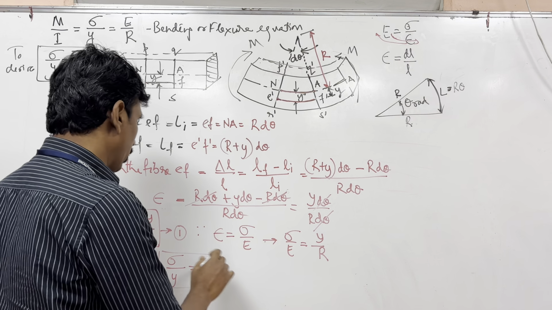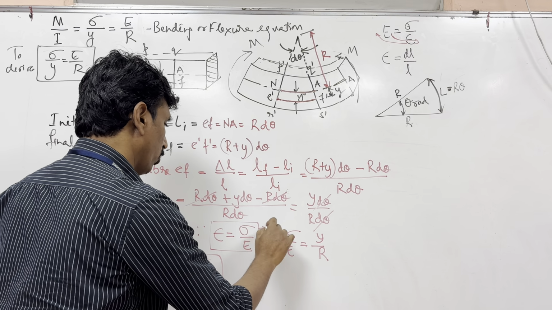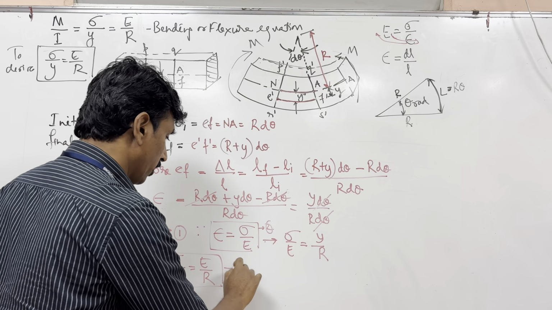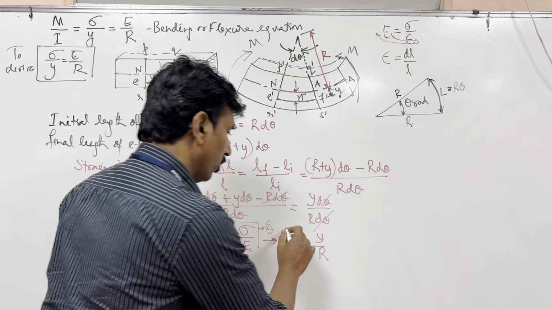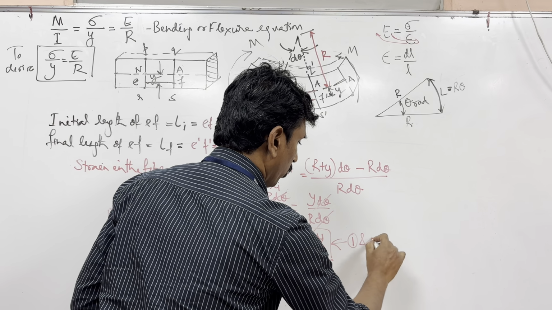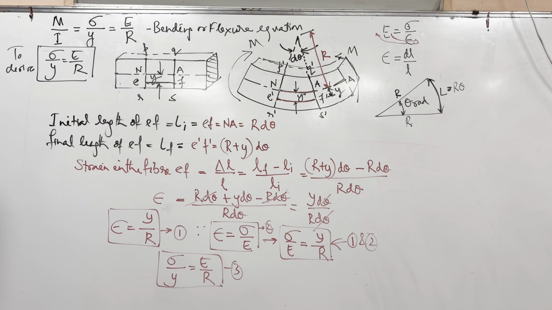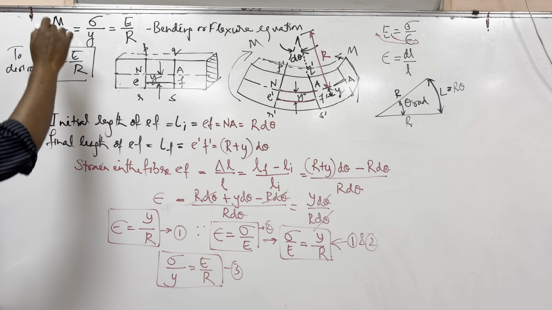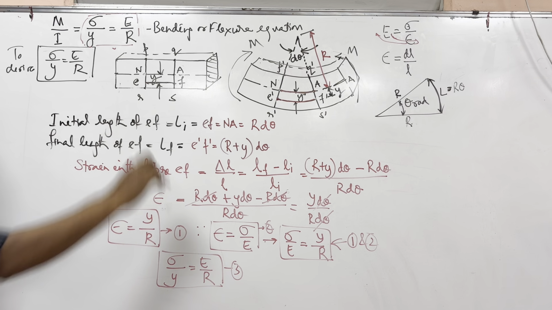So you are trying to compare these two equations. You are basically comparing equations 1 and 2 to get this equation 3. So from 1 and 2 you got this. And finally, now this equation you got, which you can call equation 3. So you have actually derived this part of the equation.